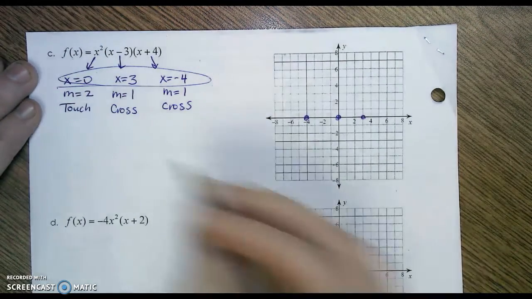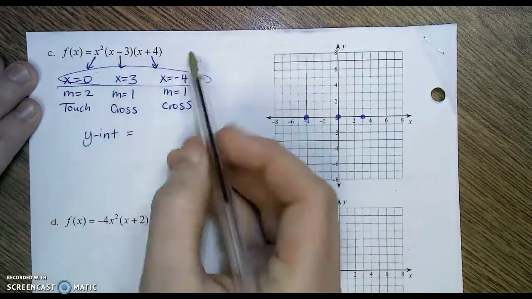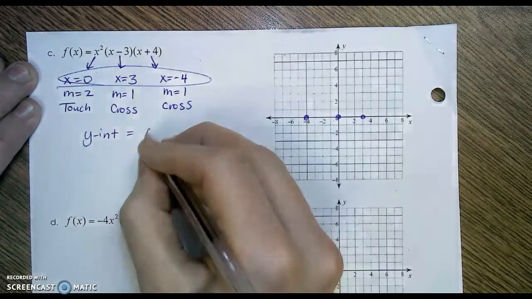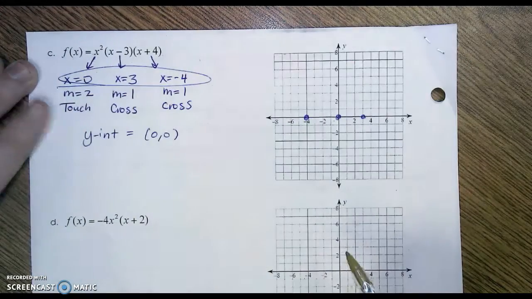And then I can find my y-intercept by plugging in 0. But I already know, I already have a point on the y. So I already know it's going to be 0, 0. But if you don't know that, you can plug 0 in.